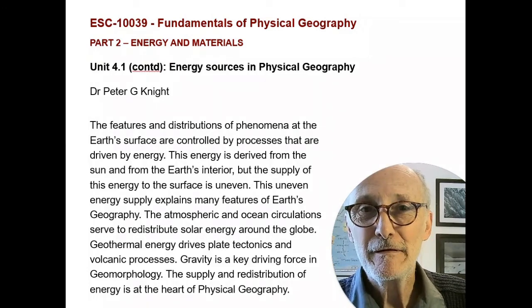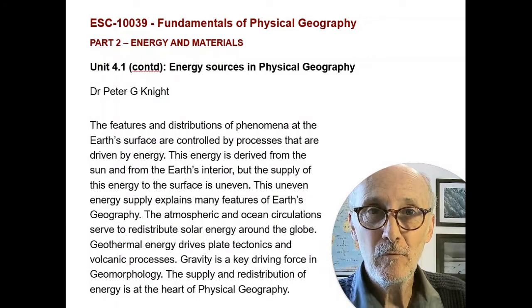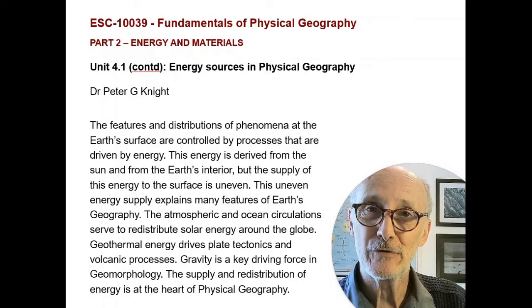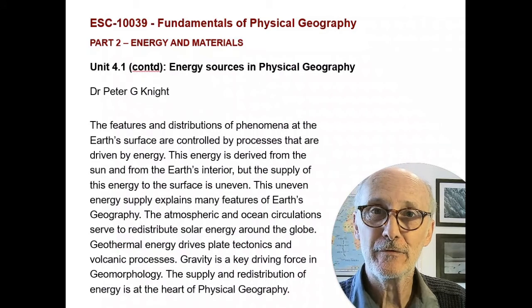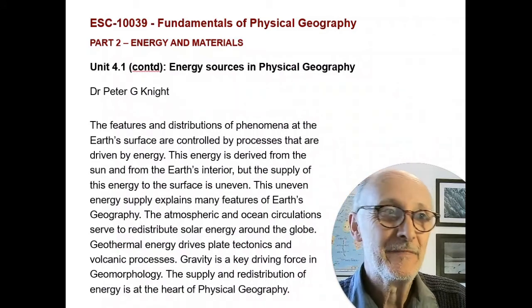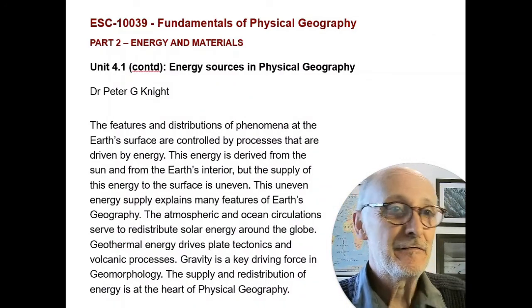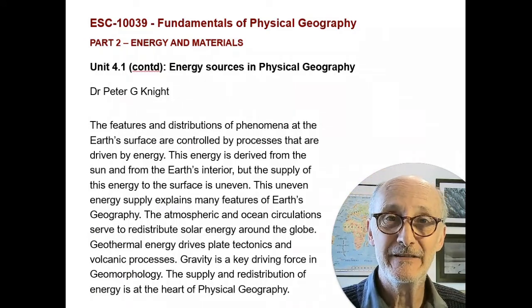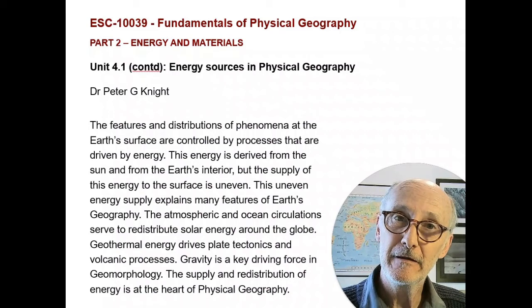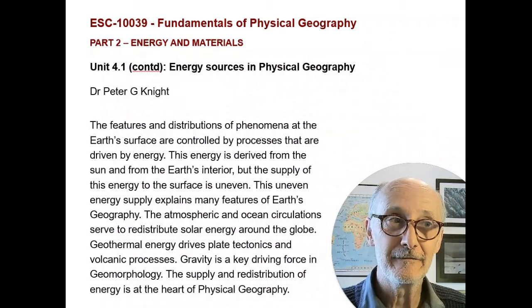Hello again, this is the second video in step 4.1 of Fundamentals of Physical Geography, and we're talking about the energy sources that affect physical geography at the Earth's surface. So the features and distributions of phenomena at the surface are controlled by processes that are driven by energy. This energy is derived from the Sun and from the Earth's interior and from gravity.